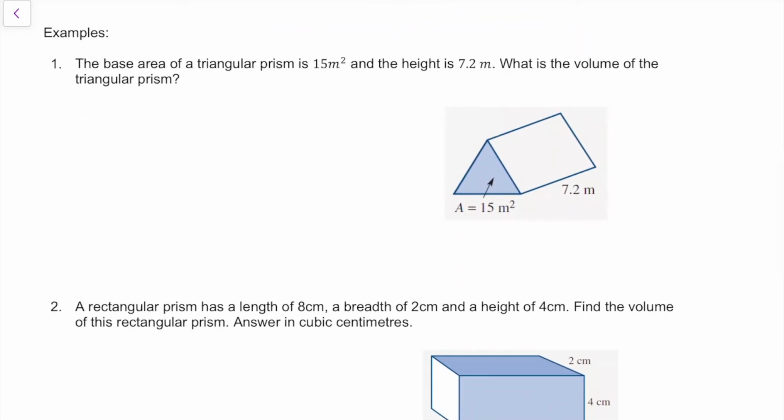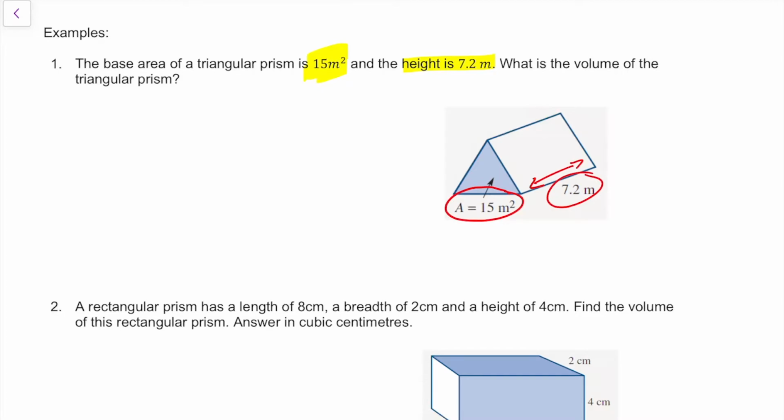Our first example is a triangular prism. The triangular prism has a base area, or an area of the face, of 15 meters squared and a height or depth of 7.2 meters. Okay, so you can see in our prism diagram those two measurements. Okay, so let's get started with this problem, because we have all the information that we need to find the volume.